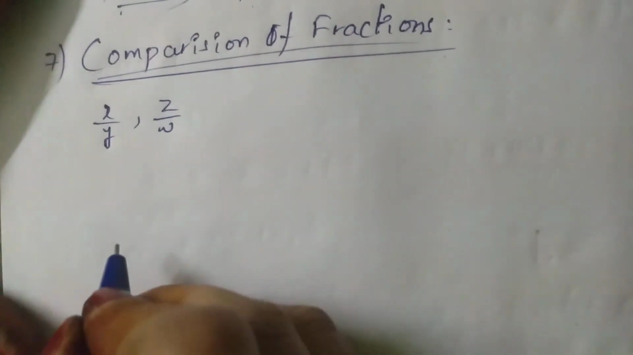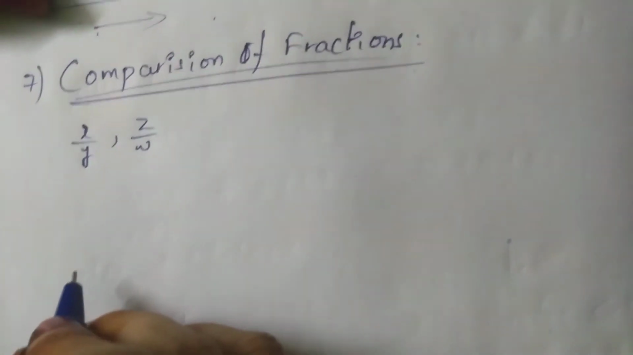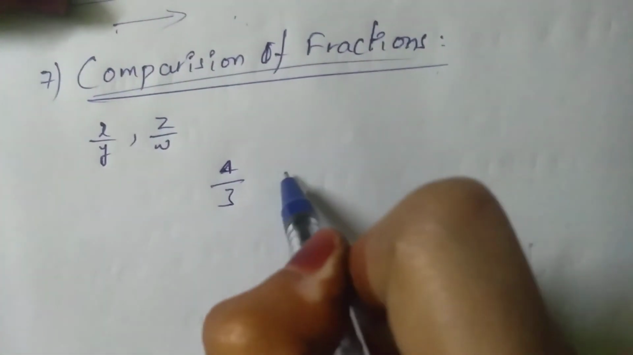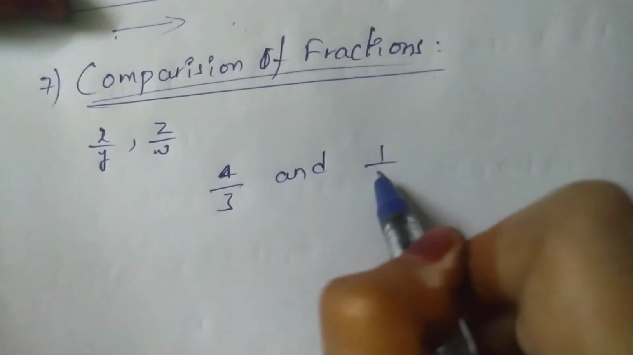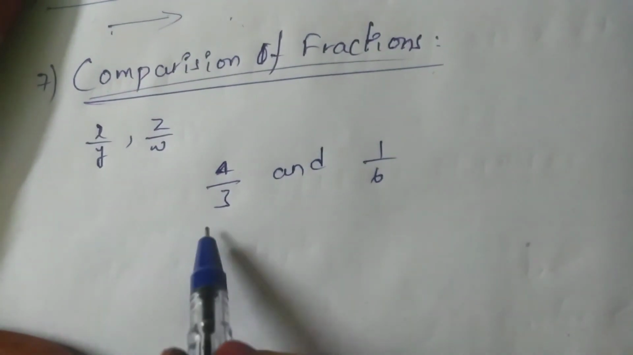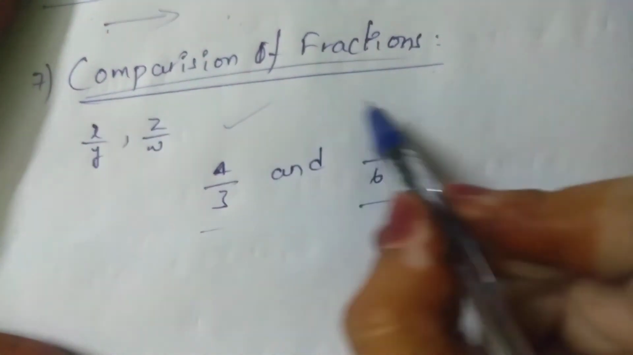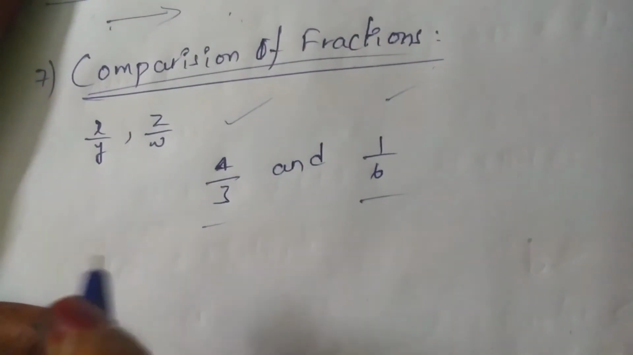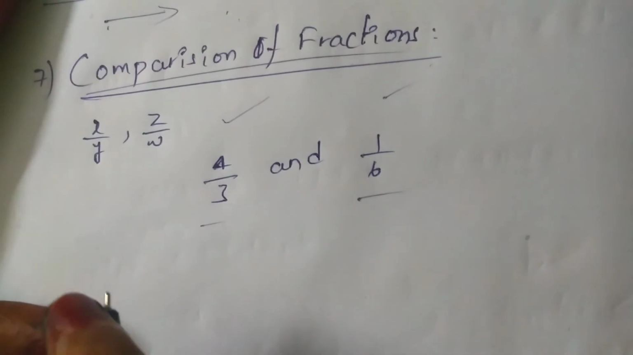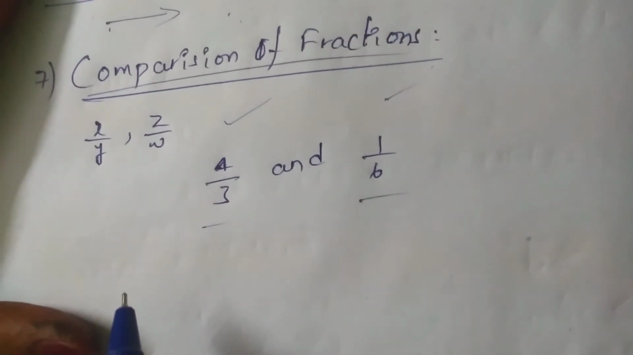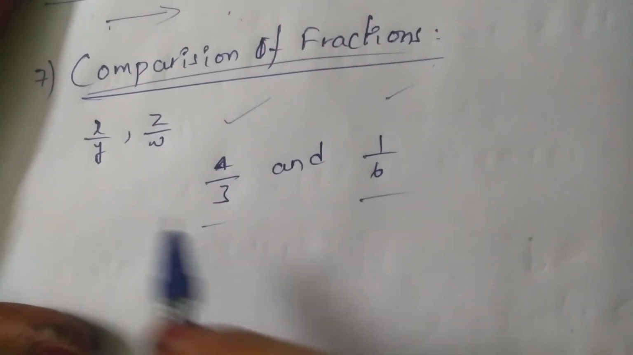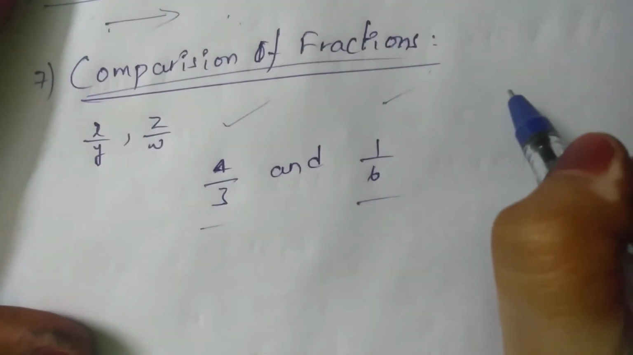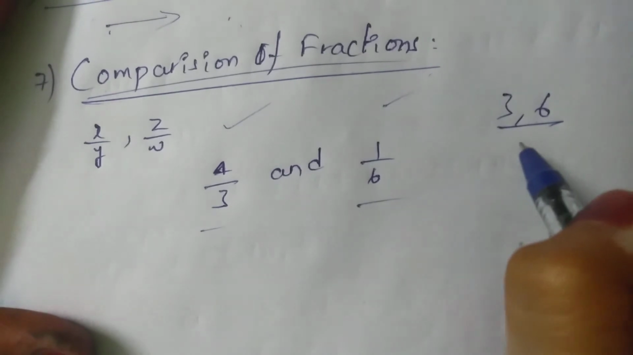Let us have an example for this one. Let us consider two fractions like 4 by 3 and 1 by 6. Now we need to find out which is the greatest fraction of these two by using LCM. Like what we said in the definition, find the LCM of the denominators of the given fractions. So the LCM of 3 and 6 is 6.